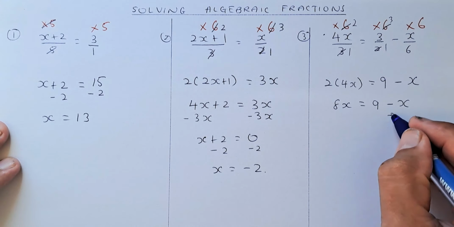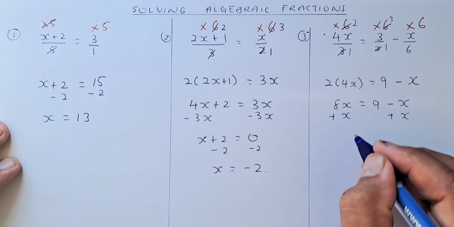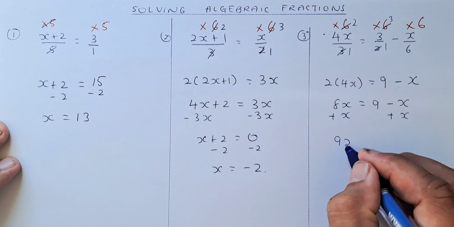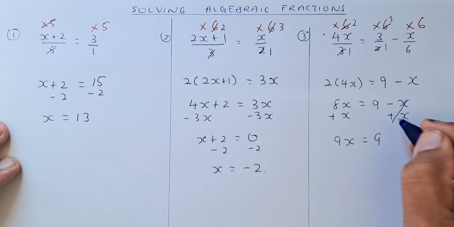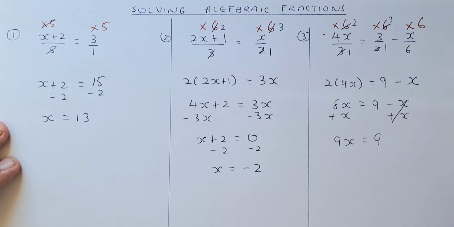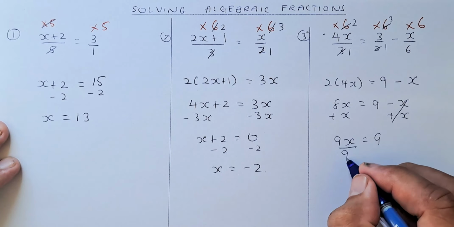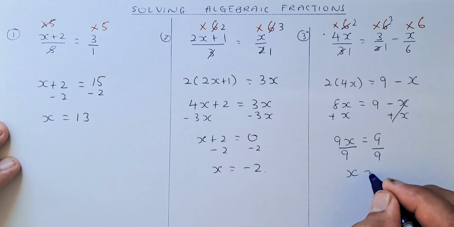Then you're going to plus x on both sides. So 8x + x will give you 9x = 9 because -x + x is going to be 0. And the last step you do, you divide by 9 on both sides. x equals 1.